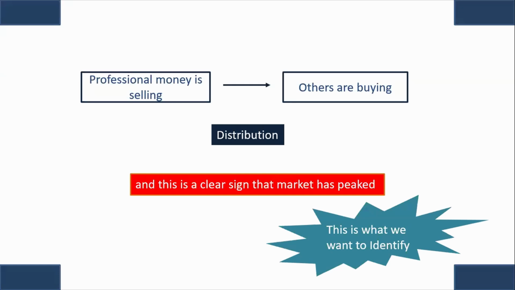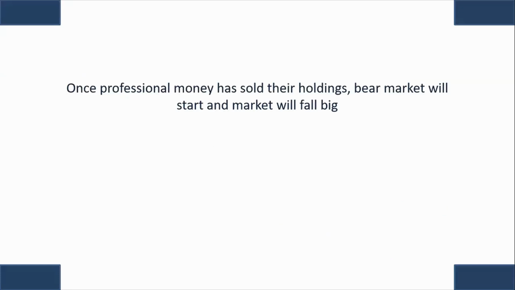That is what we want to identify. As and when it happens, that is what we want to identify. That is the purpose of this video. So let's see. Once professional money has sold their holdings, the bear market will start and the market will fall big.